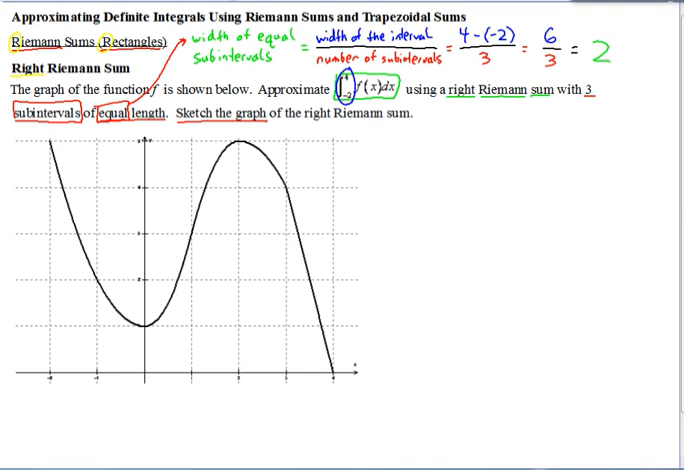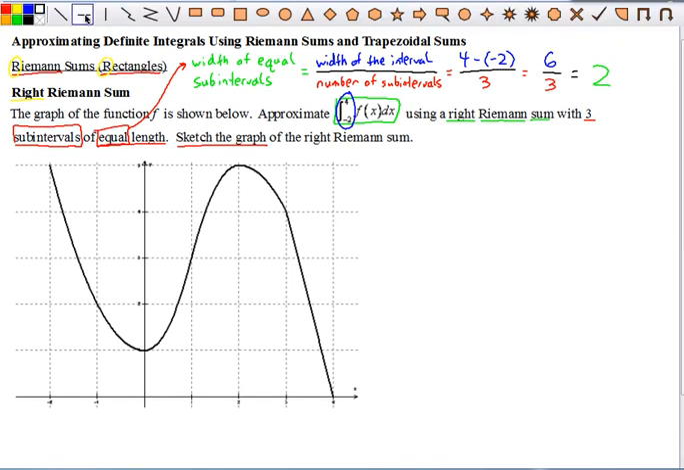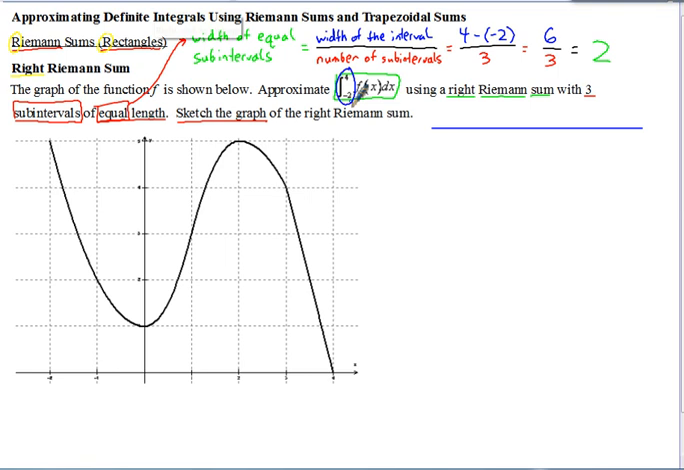And as soon as you know the width, that allows you to draw the number line. We're starting at -2, the lower limit. And now that we know the width is 2, we can go by 2s. If you add 2 to -2, then you're at 0. Add 2 more, you're at 2. Add 2 more, you're at 4. So you can see there's our 3 subintervals, ending at the upper limit, of equal width. They each have a width of 2.